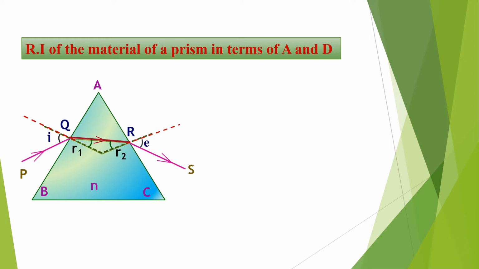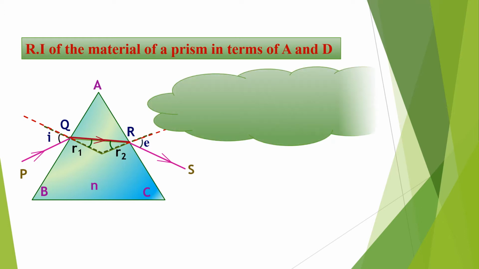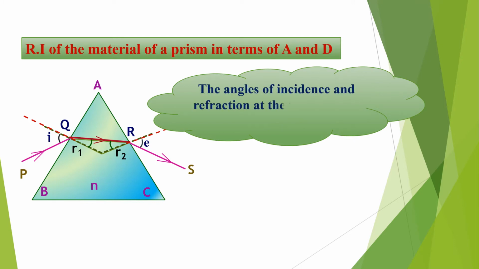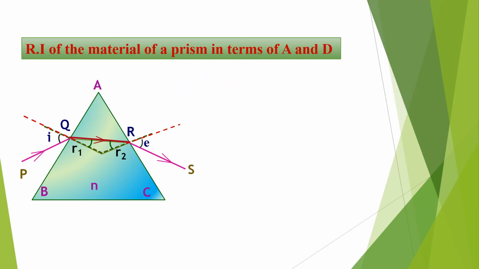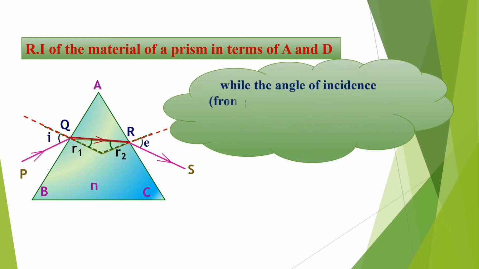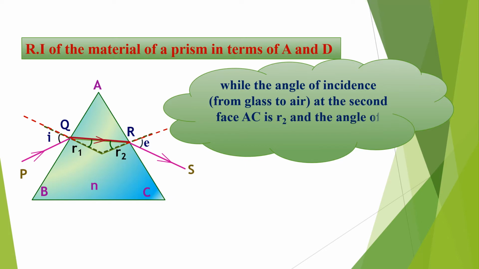I is the angle made by the incident ray PQ with a normal, that is I, and the angles made by the refracted ray inside are R1 and R2. The emergent ray makes an angle E with the normal. The angles of incidence and refraction at the first face AB are I and R1, while the angle of incidence from the glass to air interface at the second face AC is R2 and the angle of refraction is the emergence angle E.